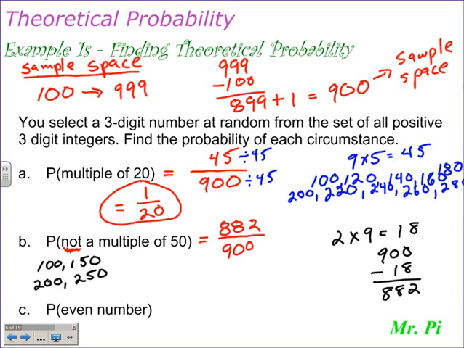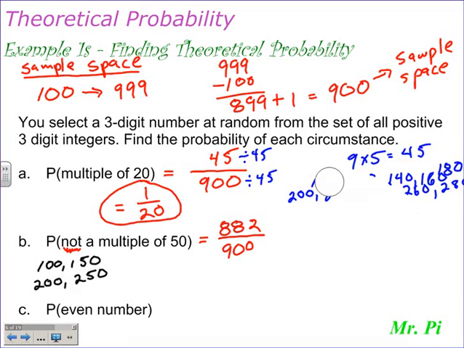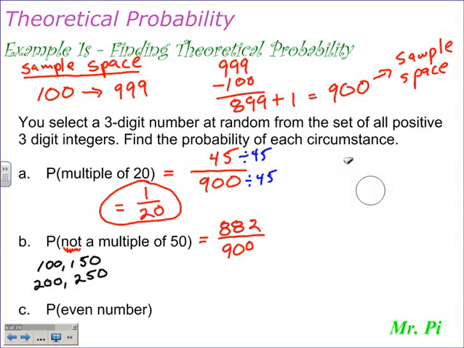And again, we're going to need to reduce that fraction. And that fraction does reduce to 49 over 50.